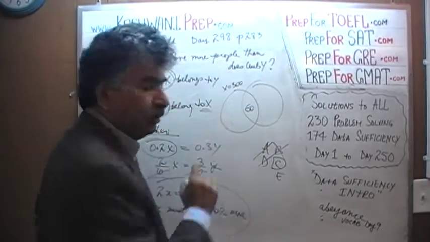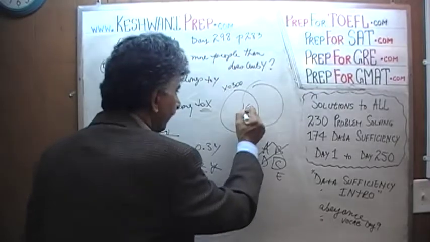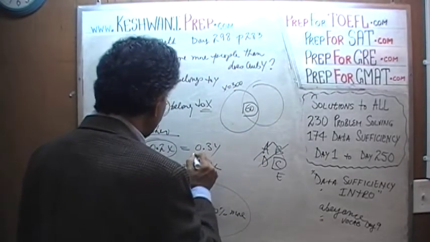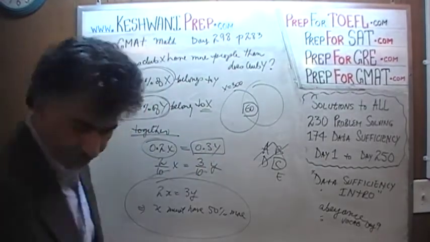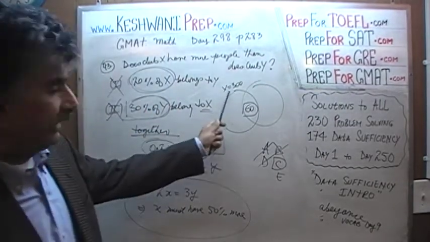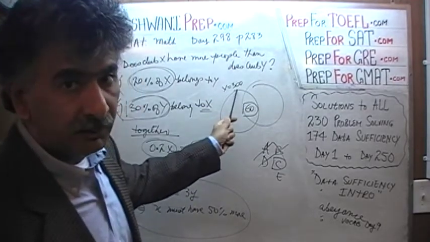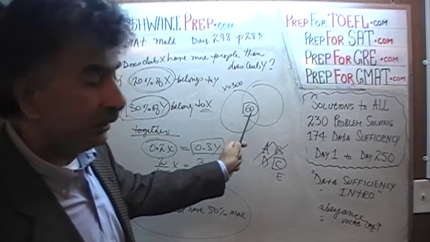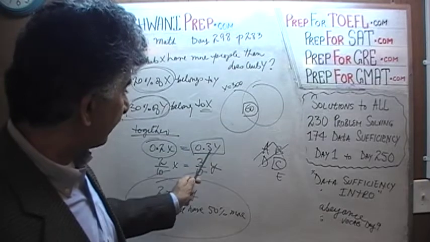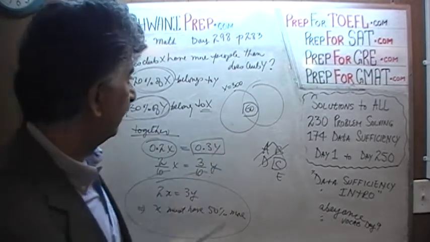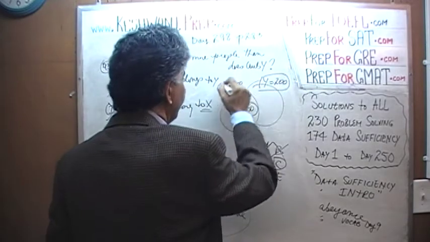And 60 is 20% of what? Let me start again. If we pretend that X is 300, 10% of 300 is 30, and therefore 20% of 300 is going to be 60. It goes here. And that 60 also happens to be 30% of Y. So if 60 is 30%, that tells us that 20 is 10%, which means Y must be 200. And it works perfectly fine, you see?